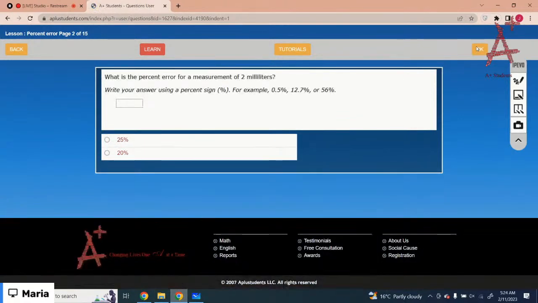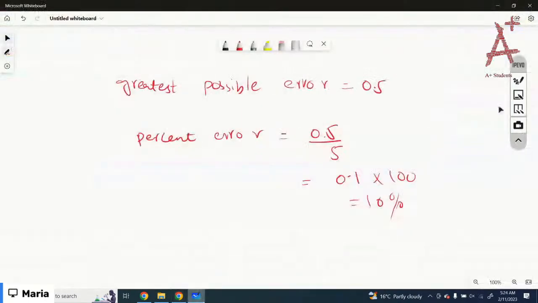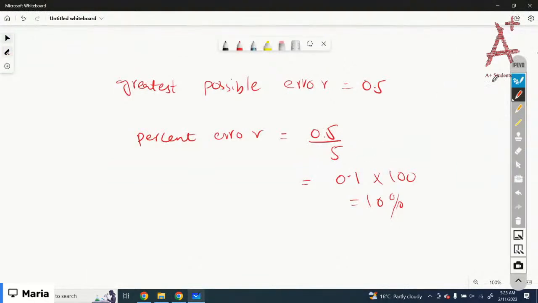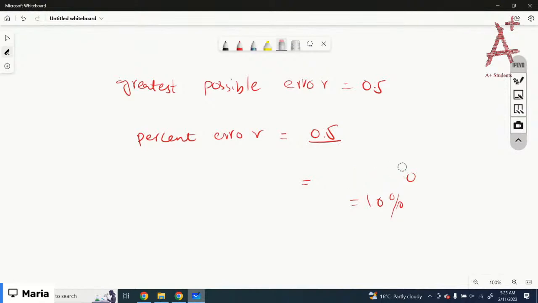Okay, the next one is, what is the percent error for a measurement of 2 milliliters? It is a whole number. So the greatest possible error is half of the 1 milliliter. That would be 0.5. Got it? So it would be 0.5 divided by 2, because now the measurement is 2. So 0.5 divided by 2 is 4%.